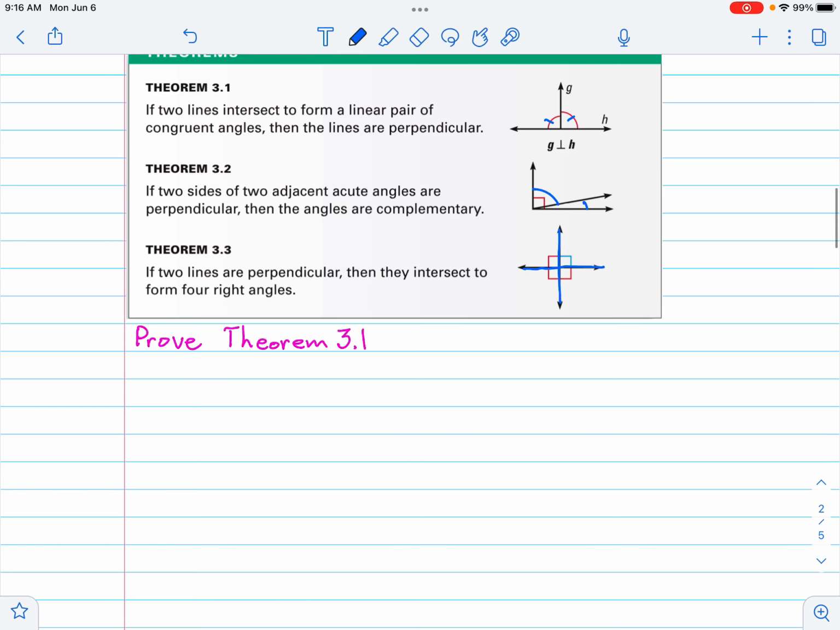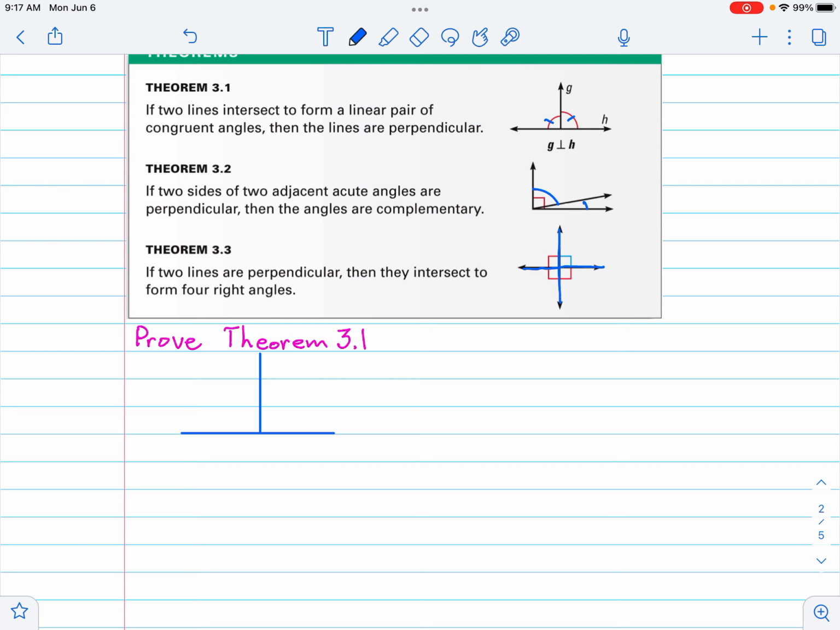Now, these are theorems, and sometimes we're asked to prove theorems. Postulates we're just given. We say, okay, here are the postulates, use these. No need to prove them. But here we want to prove this theorem 3.1. So let's see how we would do that. Okay, let's see if we can draw a little diagram. I'll draw a diagram here. Here is a line. Here's another line.